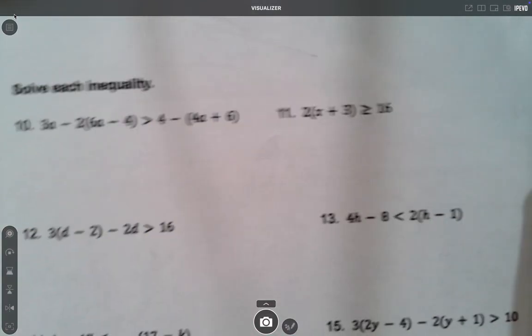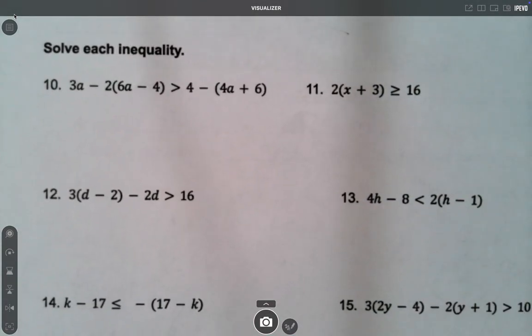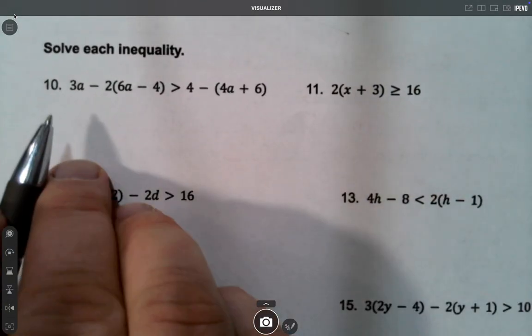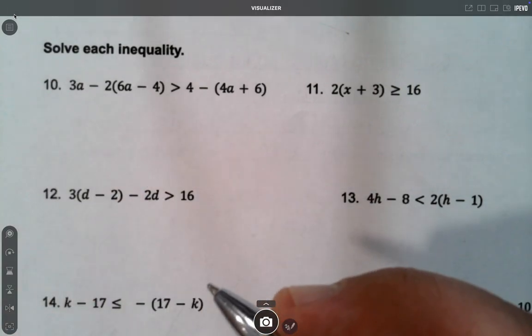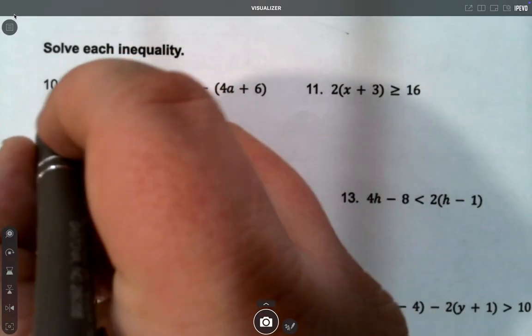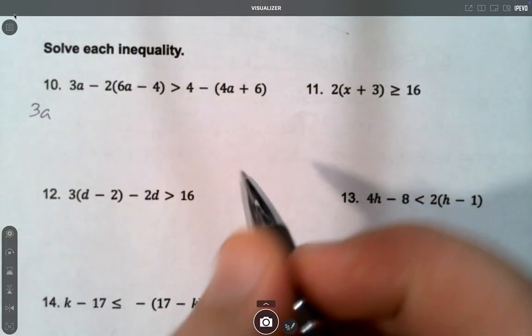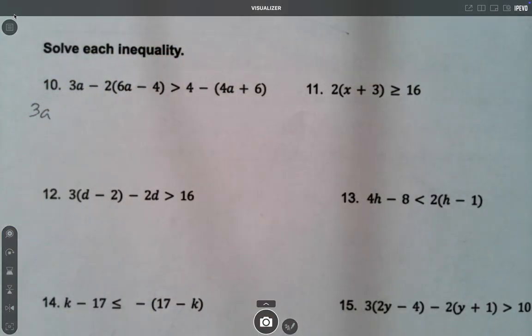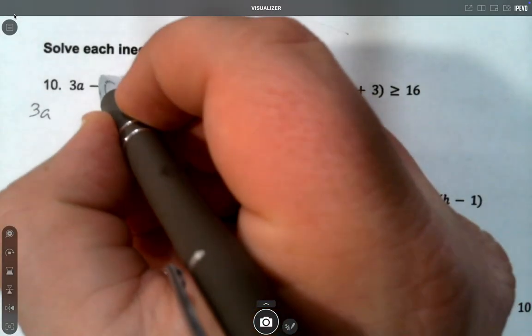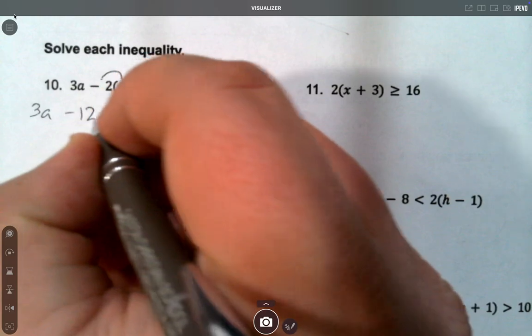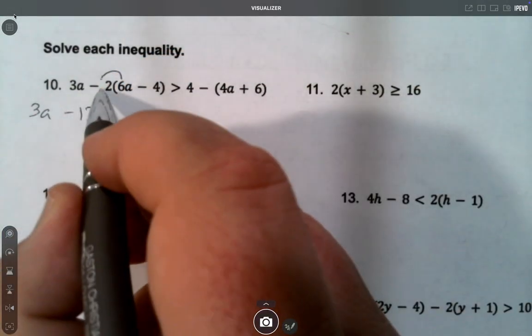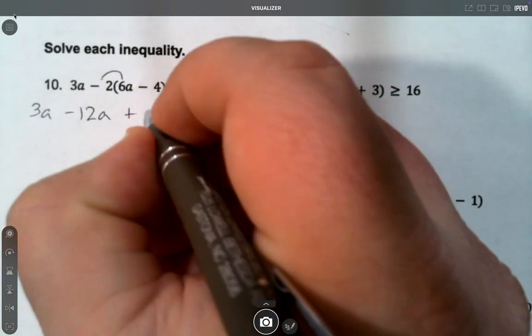Okay, some trickier ones on the back, but you got this. So number 10, we'll start by distributing. So right here, anytime you see distribution being possible, you should take care of it first. So we do treat this as a -2. -2 times 6a is -12a. -2 times -4 is +8.